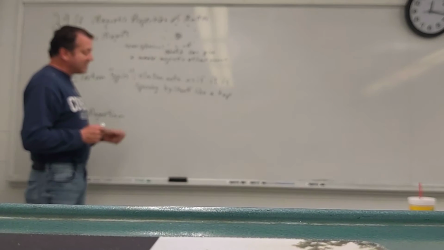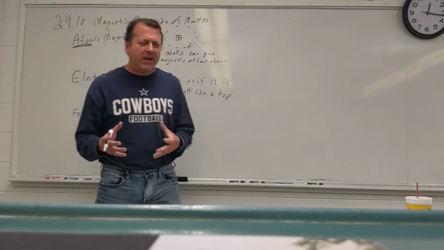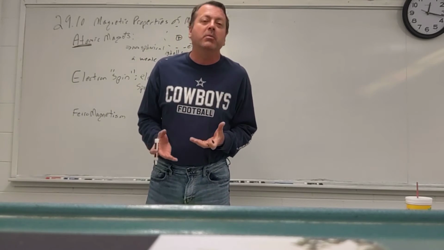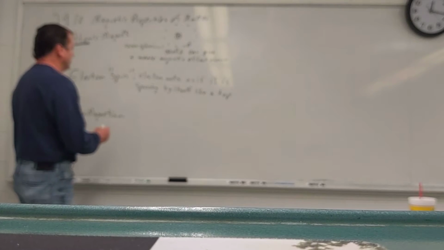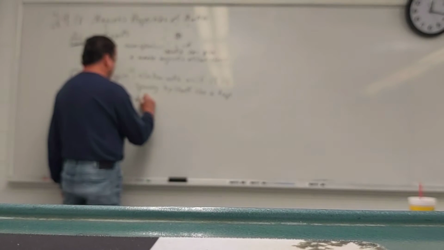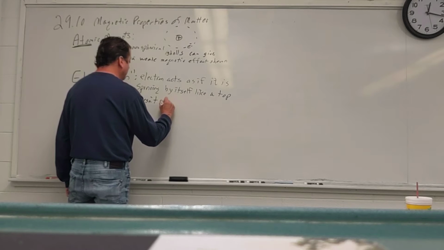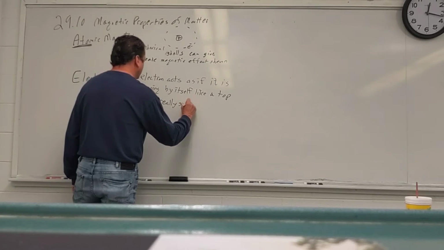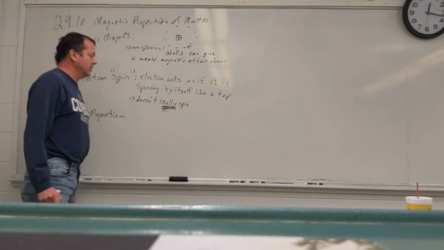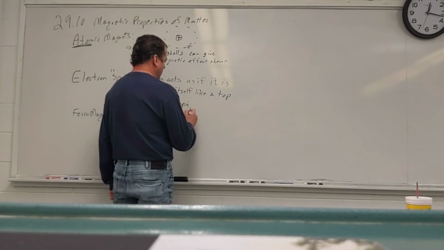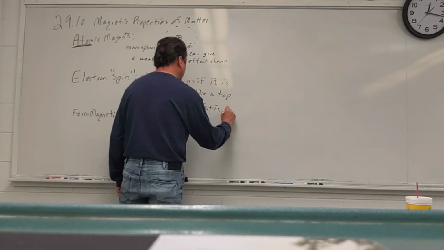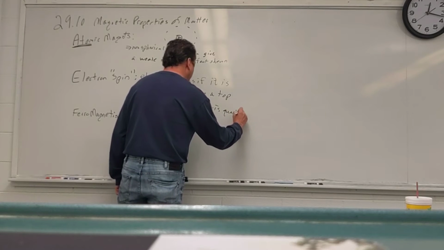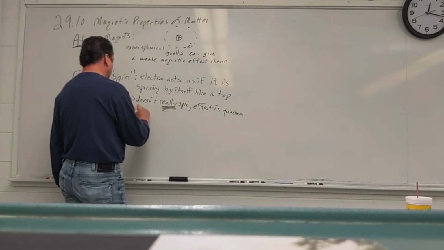Well, the electron acts as if it is doing that because the electron itself has its own magnetic moment. In other words, it acts like a magnet itself. It doesn't really spin, we don't think. And the effect is quantum mechanical.